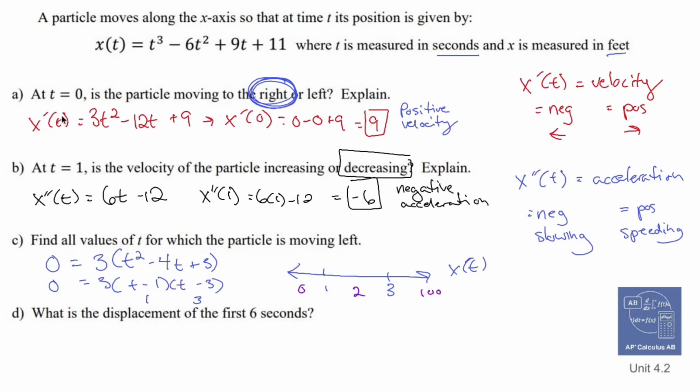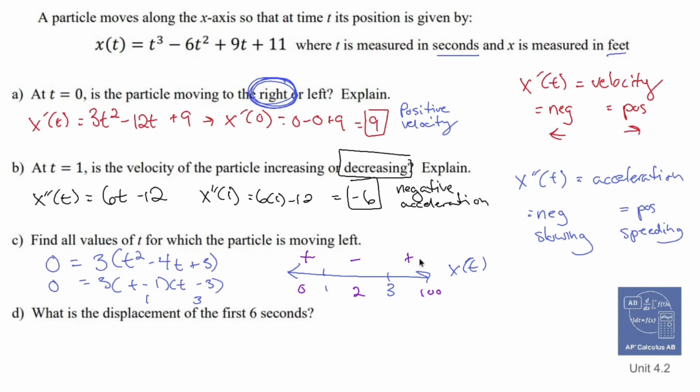I know from part A that when I plug in 0 into the derivative, I got a positive velocity. So you are positive up here. So you're not moving left, you're moving right. If I plug in 2 into the derivative, I would get 3 times 4, which is 12, minus 24 plus 9, which is a negative number. If I were to plug in 100, I would get 3 times a really huge number minus 1200 plus 9.